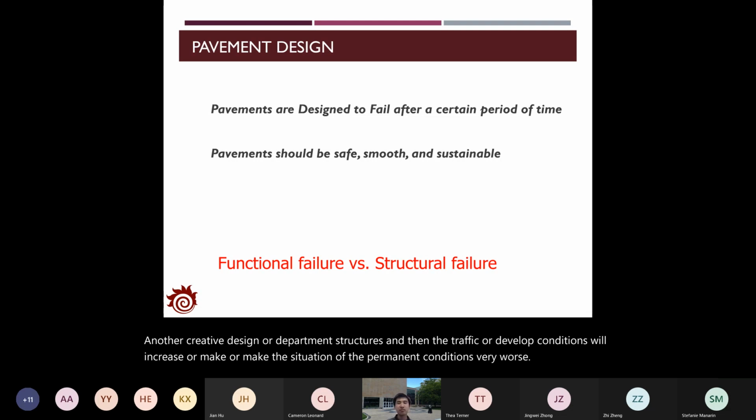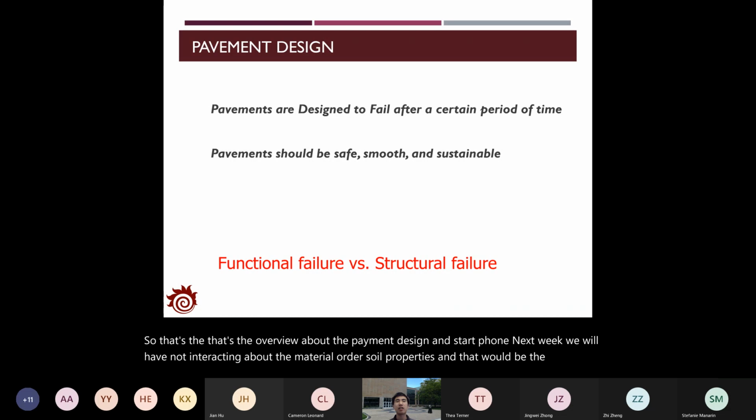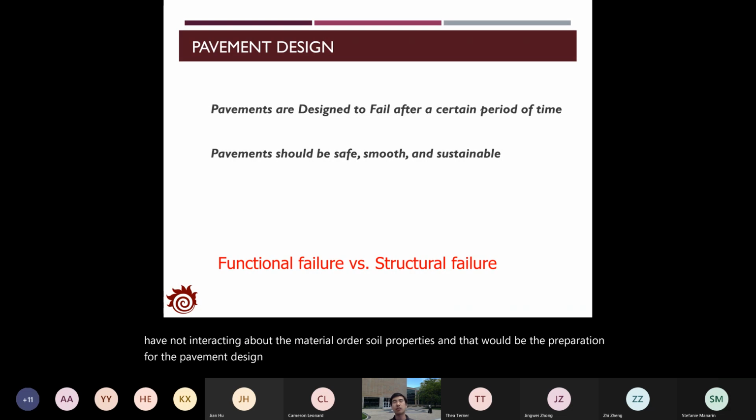So that's the overview of the pavement design, and starting from next week we will have an introduction to the material or soil properties, and that will be the preparation for the pavement design for the flexible and rigid structures. Okay, I think that's all for the lecture today.